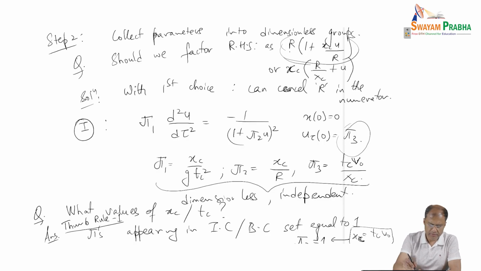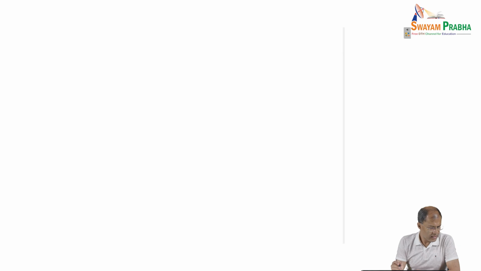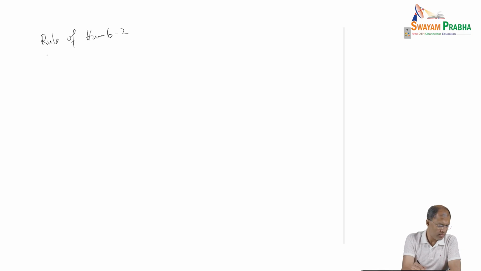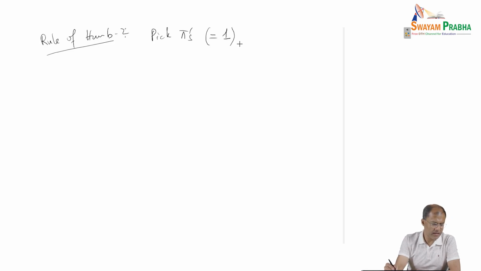Okay, so then the next rule of thumb is that we are going to pick pi's and set equal to 1, which are appearing in the reduced problem.